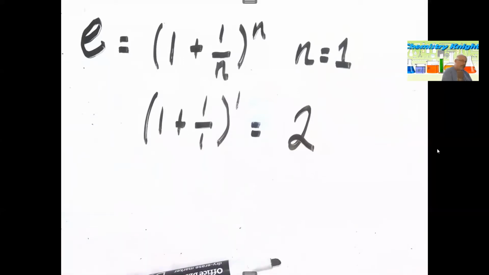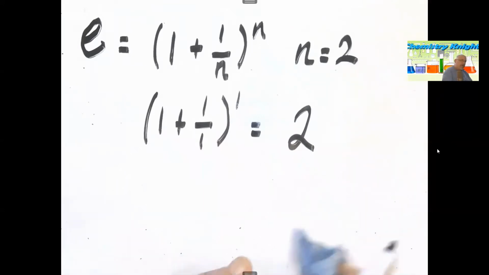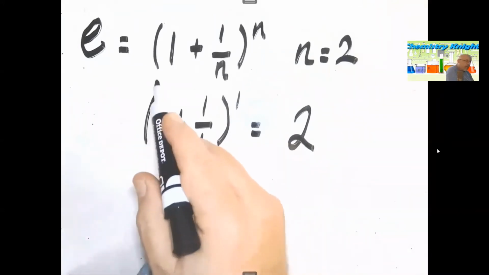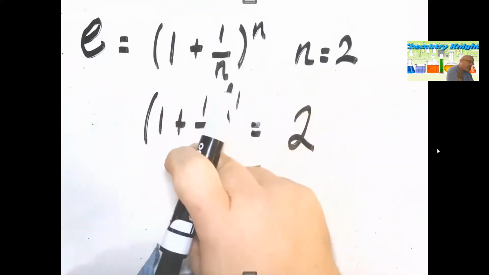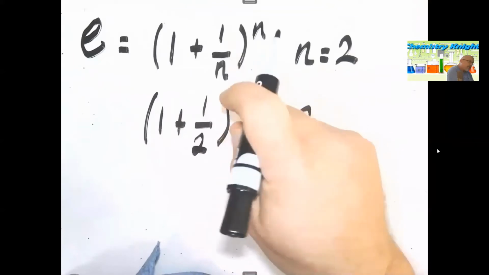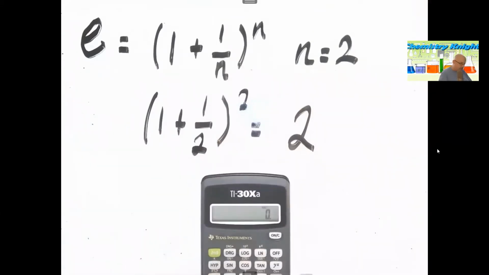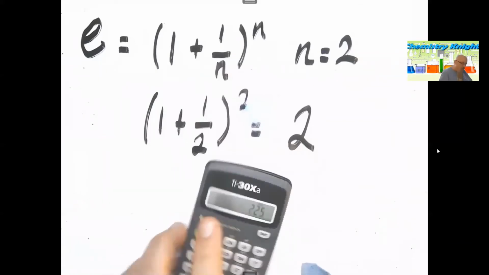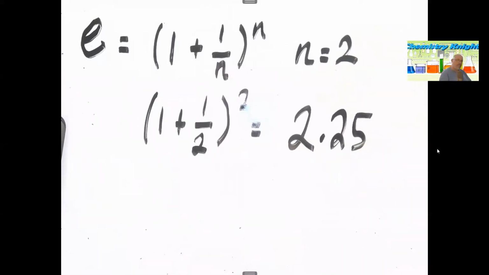What if we raise this to the second power? What if the n was 2? What if we do this twice? Well, that means we're going to multiply (1 plus 1 over n) times (1 plus 1 over n). And so the n here becomes 2. This is 1 plus 1/2. We're going to square that. And when we square it, we get this number, 2.25. Now we just keep going and see what happens.